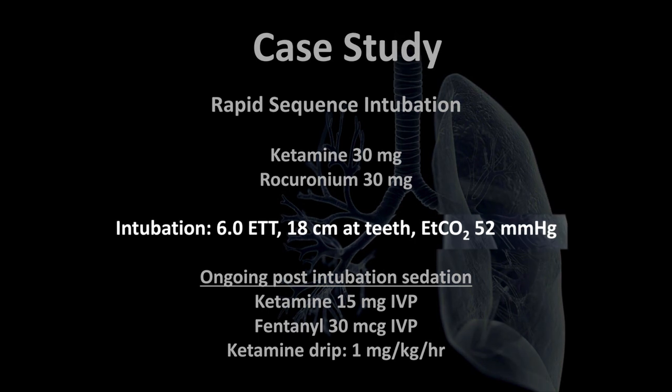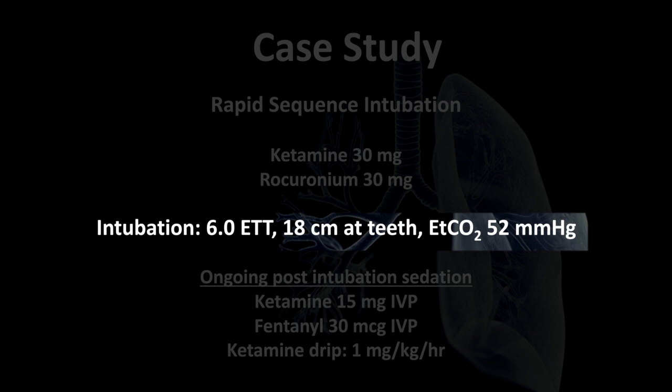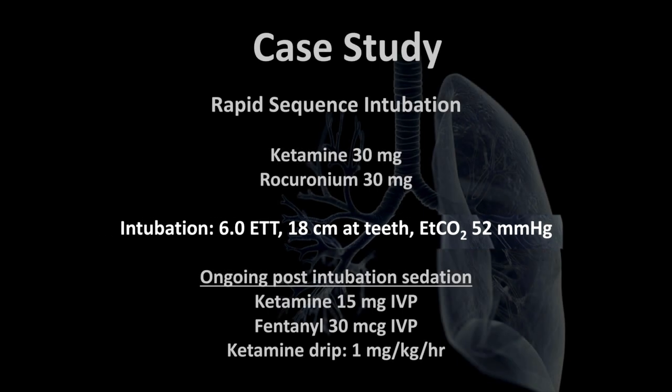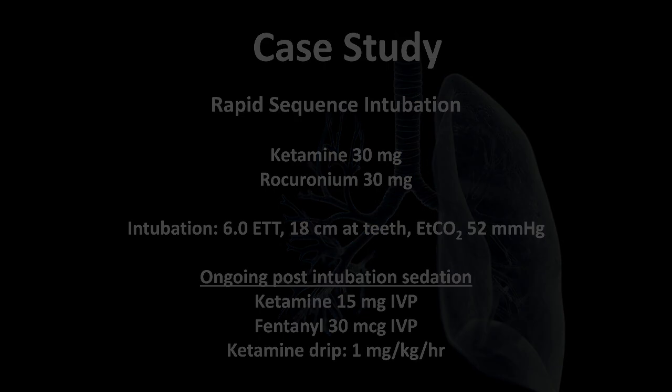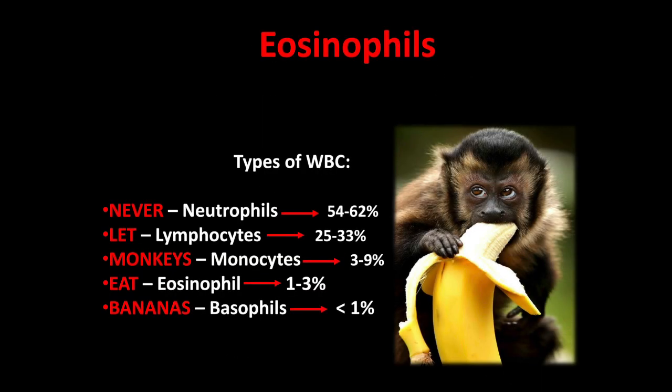Intubation was successful, first pass attempt, 6.0 ET tube, 18 at the teeth, end-tidal CO2 reading with a good waveform at 52 millimeters of mercury. You give an additional dose of ketamine for pain and sedation at 15 milligrams, so 0.5 milligrams per kilo, fentanyl at 30 mics, and you decide to start a ketamine drip at 1 milligram per kilo per hour. Now remember, the ketamine does have beta-2 properties, will assist in some potential bronchodilation through the activation of those beta-2 receptors. Now let's look at our eosinophils and really dive into that.